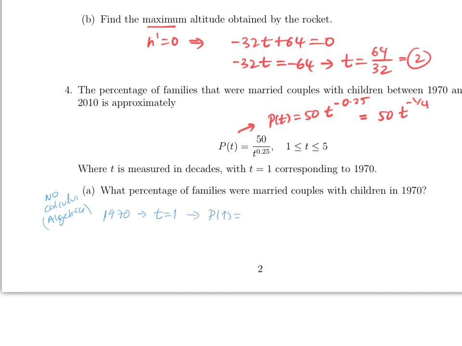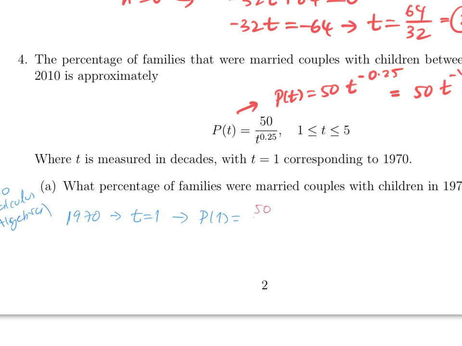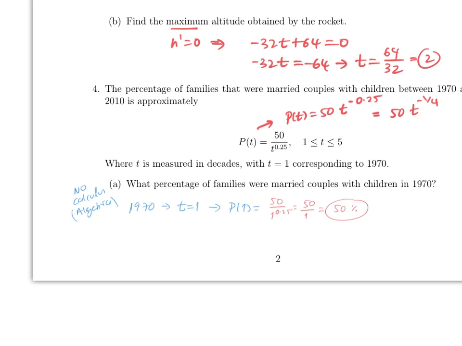So this will be 50 divided by 1 to the 0.25. Remember, 1 to any power is what? 1. So this is just 50 over 1, which is what? 50. So that means 50% of married couples in 1970 have kids. This data, I think, comes from MIT, but don't quote me on that. So this is supposed to be close to real data. Now, the derivative is going to happen on the next problem. So this one is just asking you to plug in the value.